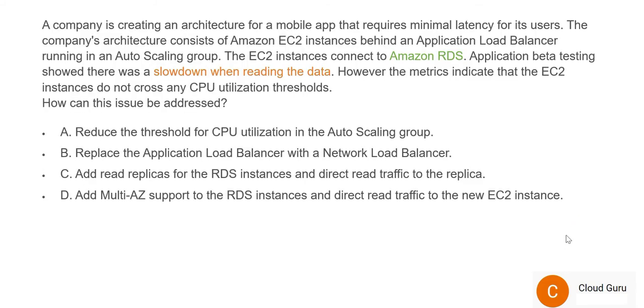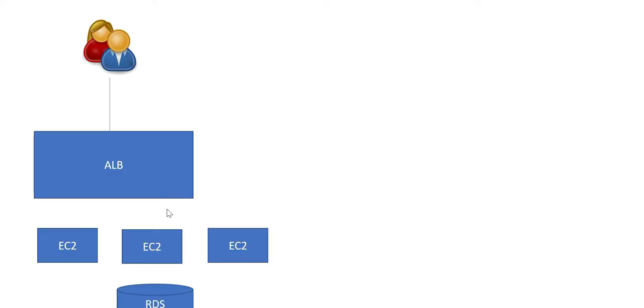So in this question I've marked the keywords here. You can identify your own keywords. You have an application. End users will access this through the load balancer. Through the load balancer, the request will go to multiple EC2 instances. And behind the EC2 instances, we have an RDS database.